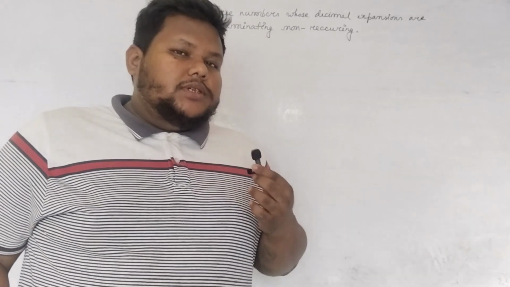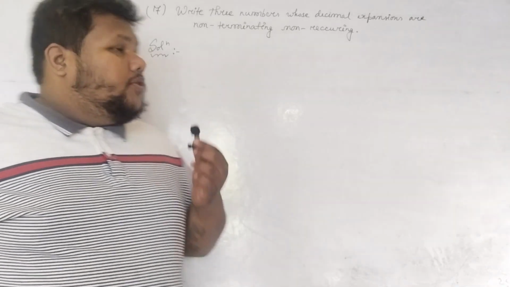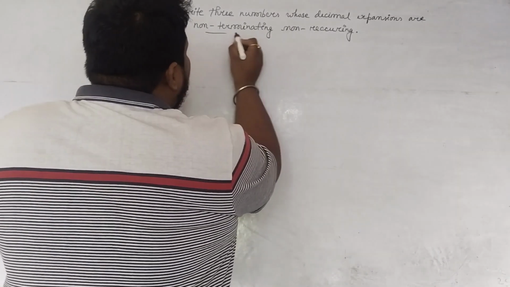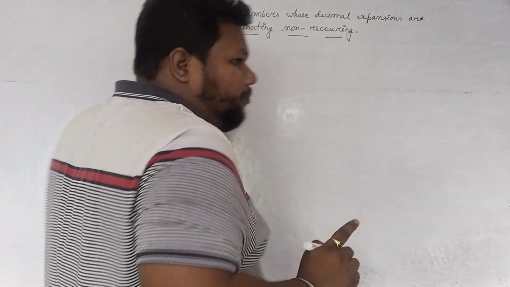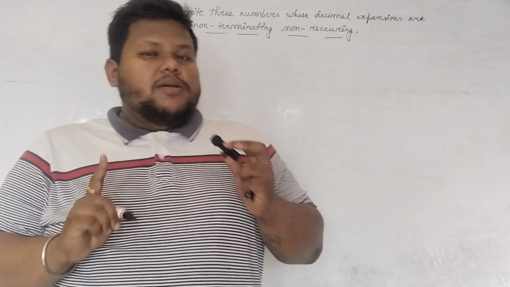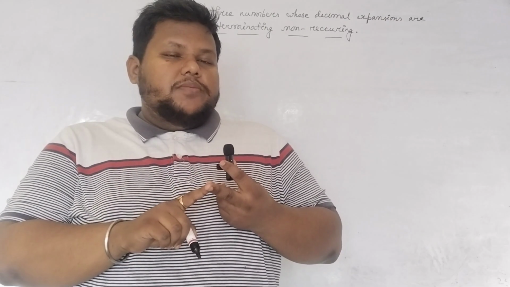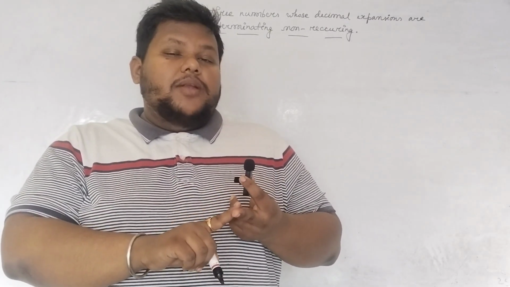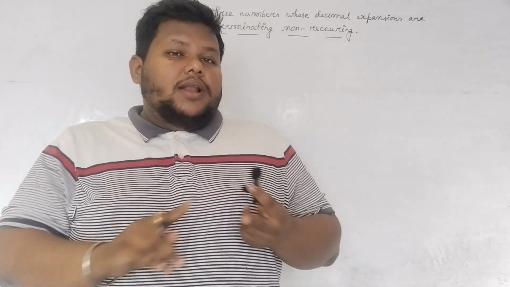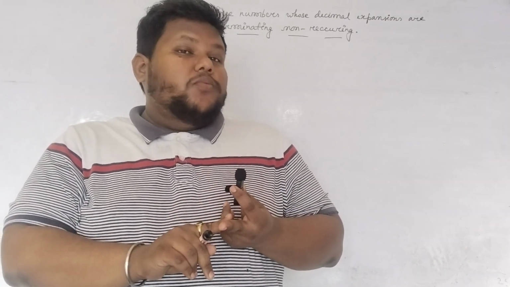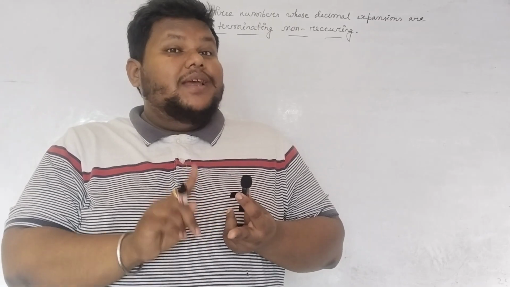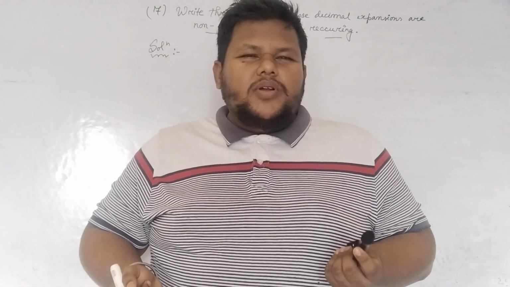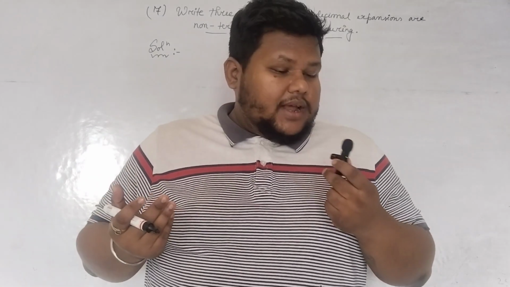Let us move to the next question. Question number 7: write three numbers whose decimal expansions are non-terminating and non-recurring. You have to give three examples of numbers whose decimal expansion is non-terminating, that means it has no ending, and non-recurring, that means there is no repetition. That is only possible in the case of irrational numbers, right? So we have to give some examples of irrational numbers.